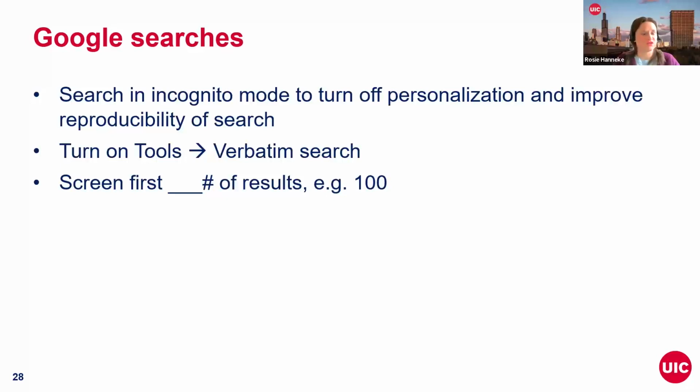On your search results screen in Google, you'll see a link for tools, and there's something called the verbatim search, which means search my terms exactly as I type them in. Don't look for synonyms or related terms. And then obviously, we're not going to be able to look at all of the results from a Google search. So you're going to indicate how many of those you screened. A common number to screen is the first 100 results.